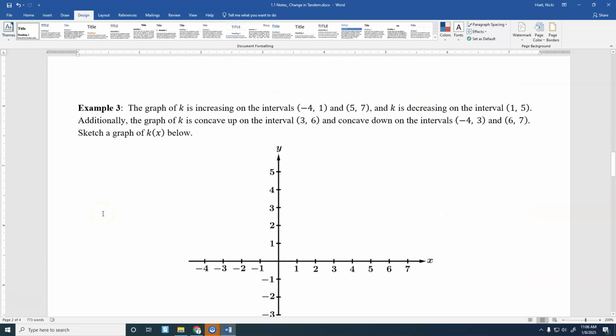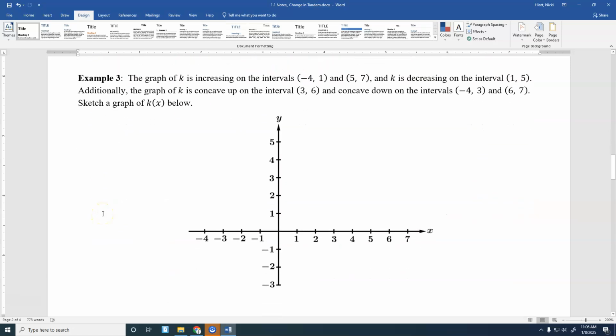All right, example 3 is harder. Example 3 gives you the information and wants you to sketch the graph. They tell you we're increasing from -4 to 1 and 5 to 7, decreasing from 1 to 5, concave up from 3 to 6, and down from -4 to 3 and 6 to 7.